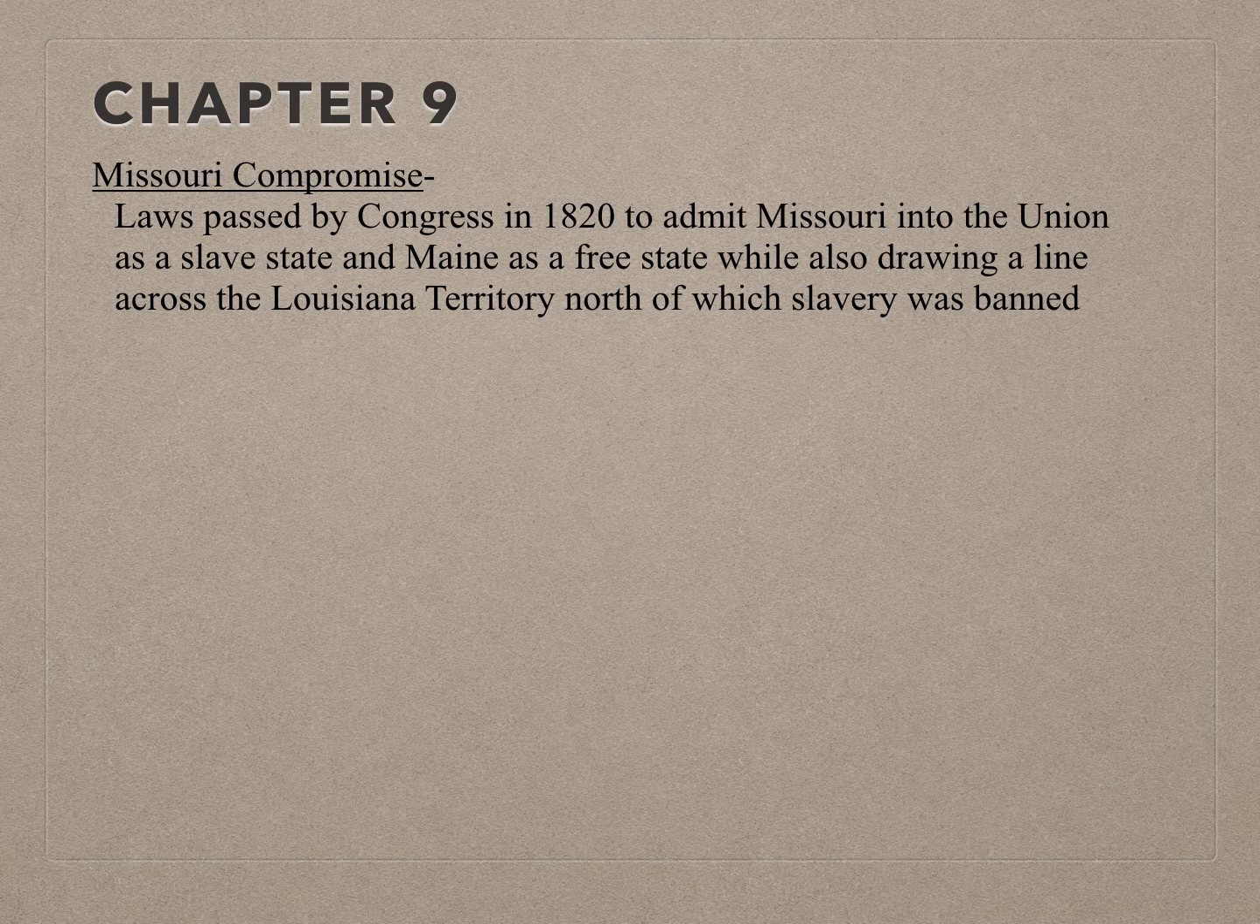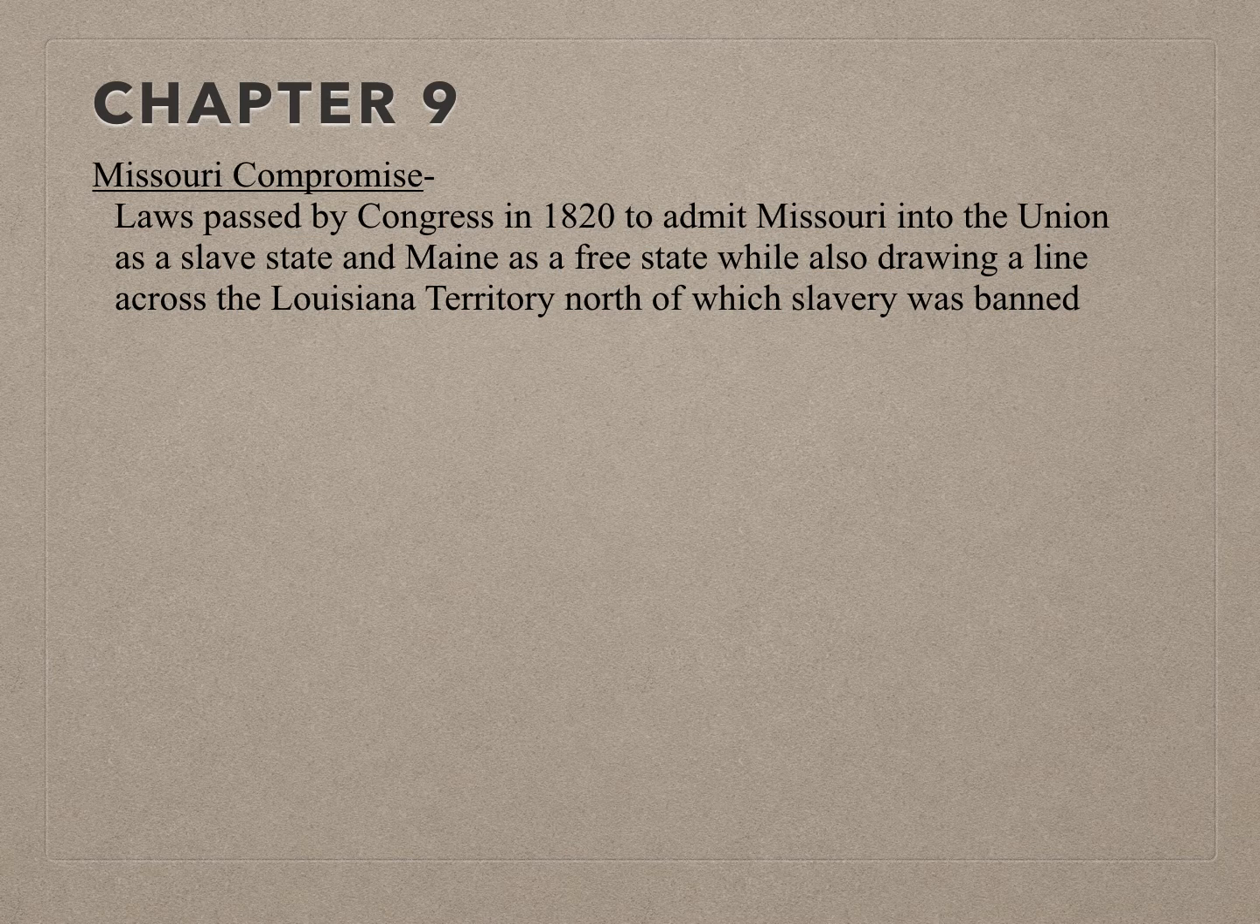The Missouri Compromise is the name that's actually given to a series of laws that were passed by Congress in 1820. What these compromise laws did was they admitted Missouri into the Union as a slave state, and they admitted Maine as a free state. And it also drew a line across the rest of the Louisiana Territory and said, above this line, slavery is going to be banned.